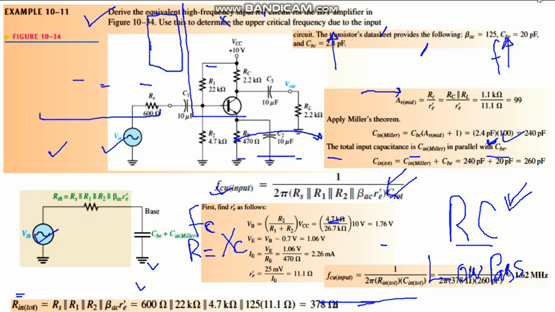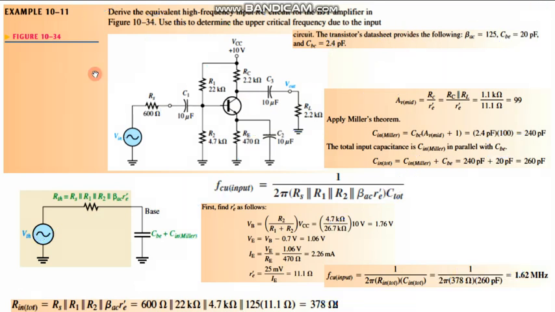Now this is example 10.11. It says to derive the equivalent high frequency input circuit for the BJT amplifier in the figure. This figure is given. So derive the equivalent high frequency input circuit. The high frequency input circuit is given by this RC.